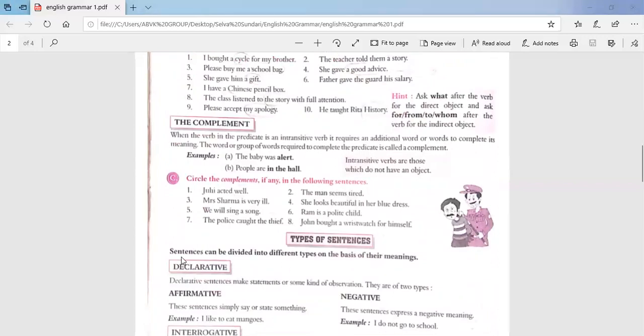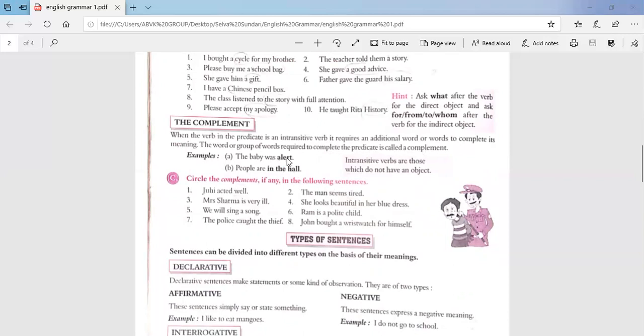Complement is when the verb in the predicate is intransitive. Intransitive means it does not take an object. It requires an additional word or words to complete its meaning. The word or group of words required to complete the predicate is called a complement. That is, a word to complete the predicate.